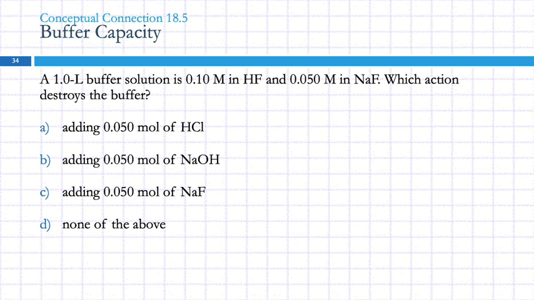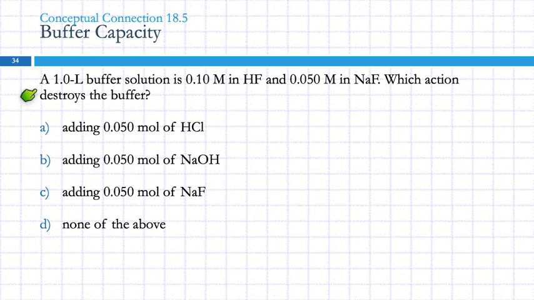Okay, we have a 1 liter buffer. It's 0.1 molar HF and 0.05 molar NaF. Is that a good ratio? Now, we would like these to be equal, or at least no greater than 10. So 0.1 divided by 0.05, I guess that's only 2. Sometimes you don't know till you do the math. Okay, so this is twice as much as that, so that's okay, that's within 10.